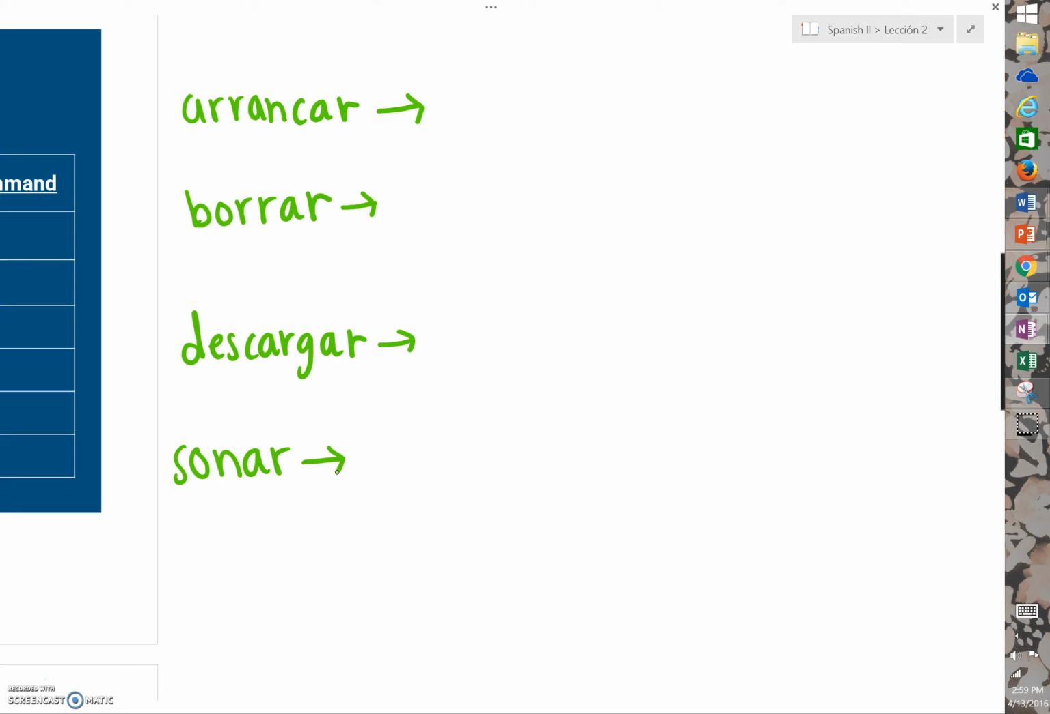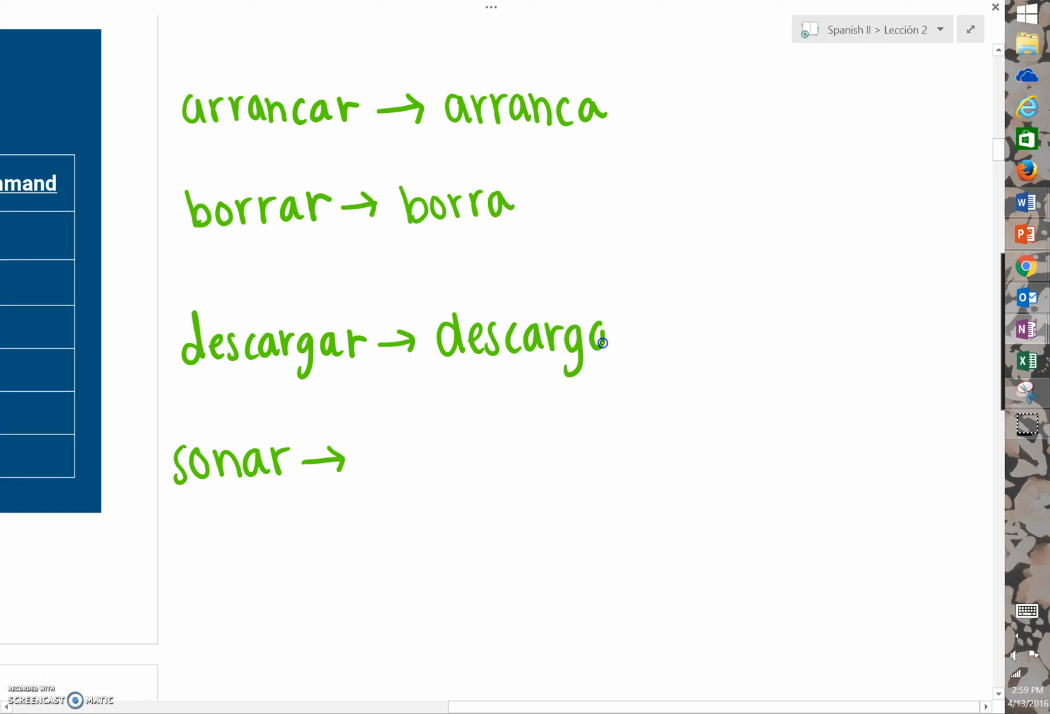Now, let's go over the answers. Arrancar becomes arranca. Borrar becomes borra. Descargar becomes descarga. Sonar becomes suena. Did you remember that sonar is an O to UE stem change? Remember, stem-changing verbs keep their stem change when they are being used as commands.